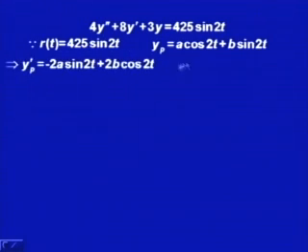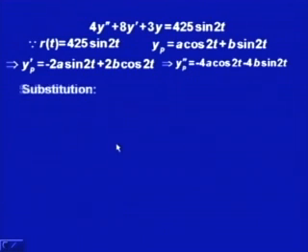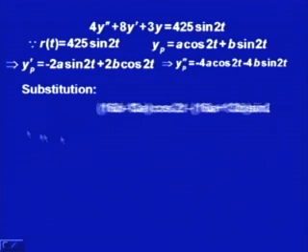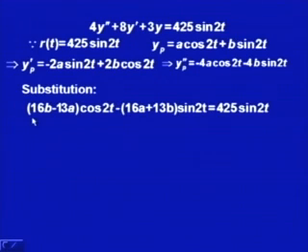So, yp' would be minus 2a sin 2t plus 2b cos 2t. What will be yp''? Again differentiate, minus 4a cos 2t minus 4b sin 2t. Now, substitute this yp' and yp'' in the given equation. So, this substitution will give me, after simplification, (16b minus 13a) cos 2t minus (16a plus 13b) sin 2t is equal to 425 sin 2t. Now, to find out a and b, we will equate the coefficients of cos 2t and sin 2t on both the sides.